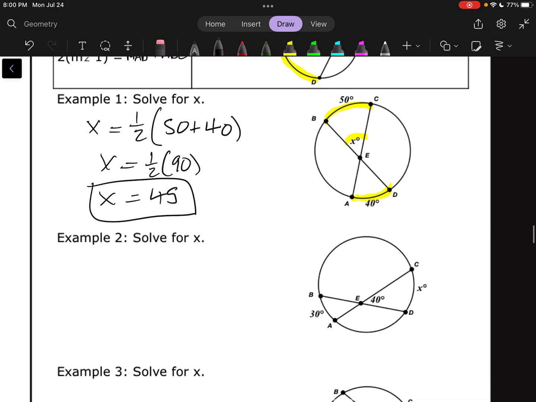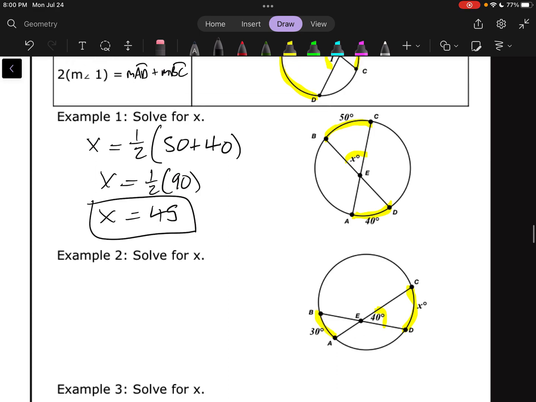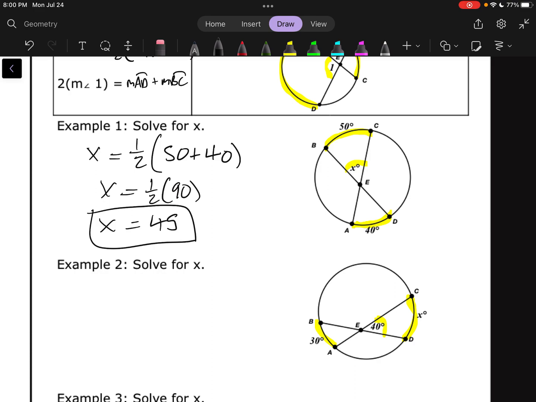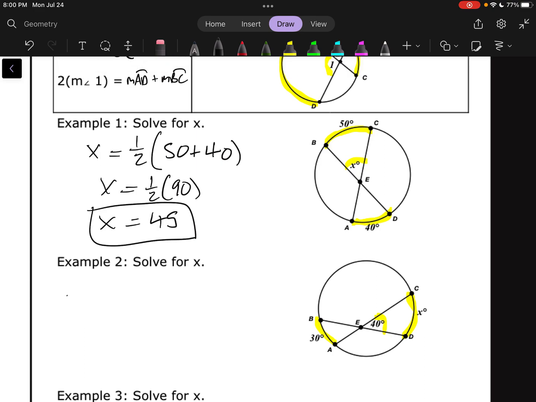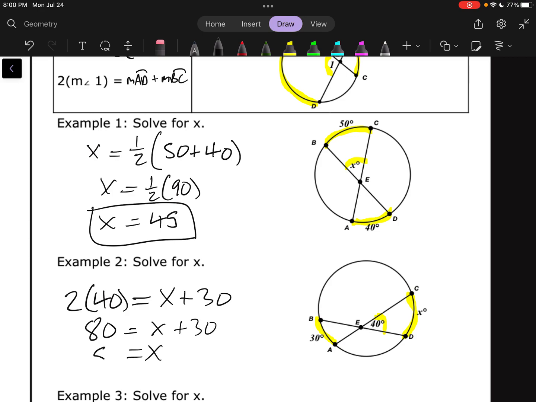Example 2 has the X in a different spot. Now, here's the angle. It's intercepting that and that. So in this case, I think it would be a little bit better for us to set it up using the 2 times angle approach. So 2 times the angle is equal to arc plus arc. 2 times the angle is 80. It's equal to X plus 30. So if I subtract the 30, I get 50.